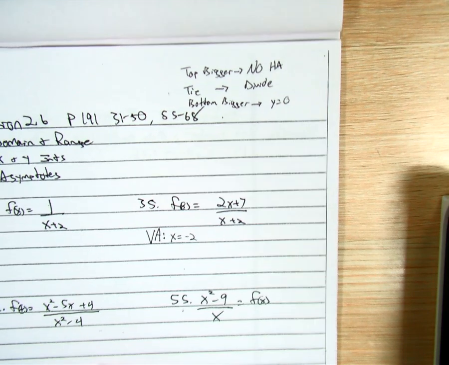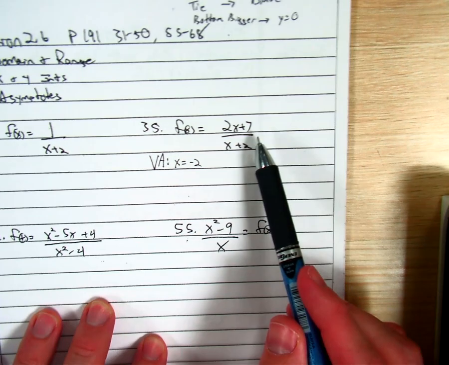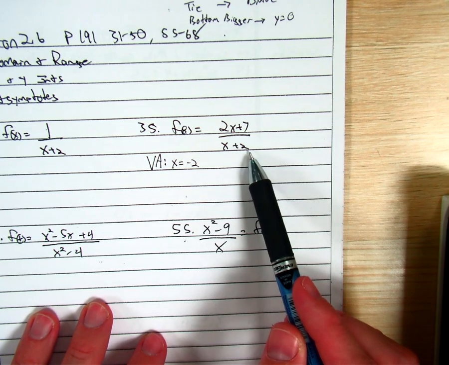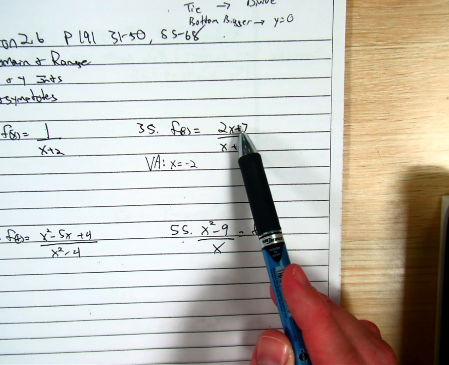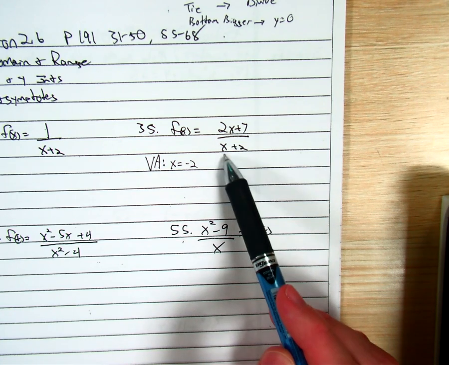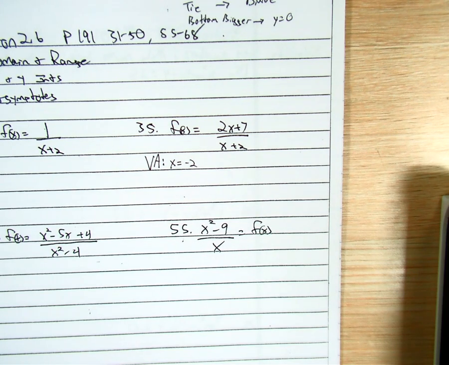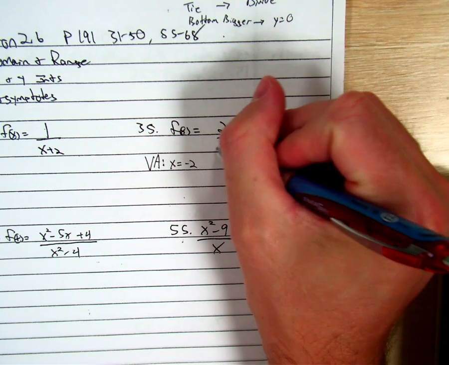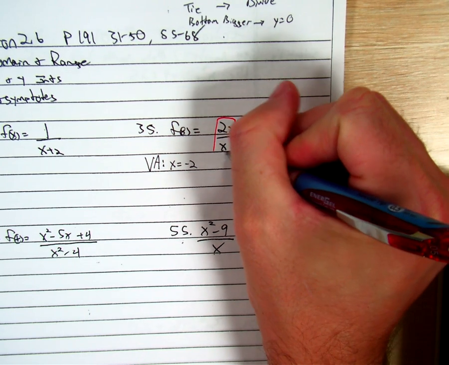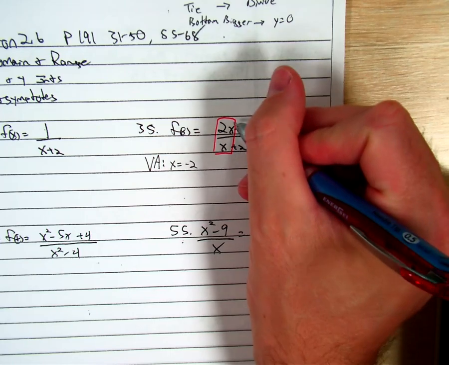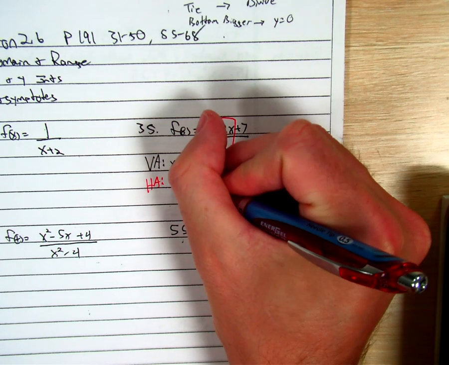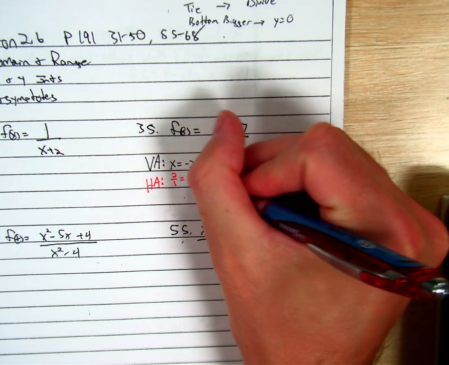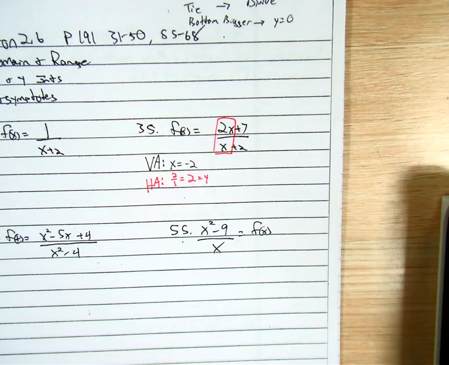So what situation do we have here in 35? 2x plus 7 over x plus 2. Which one has the higher power of x? 2x to the first, x to the first. They're both x to the first, so that's a tie. So then we divide. 2x over 1x is 2 over 1. You got 2 over 1, which is 2. So y equals 2 is your horizontal asymptote.